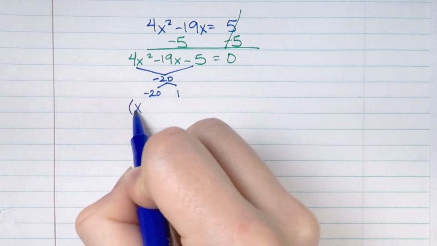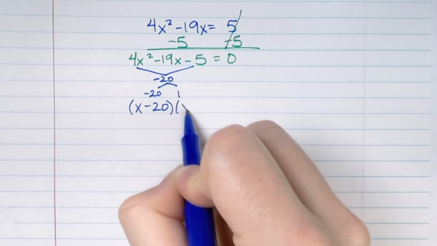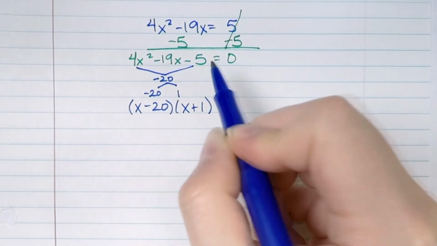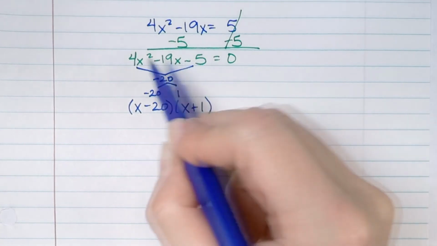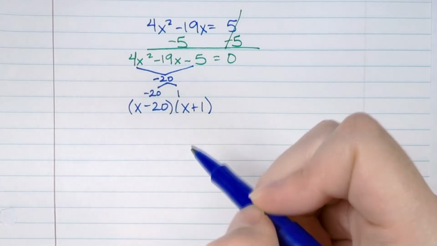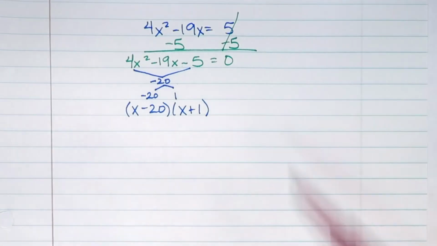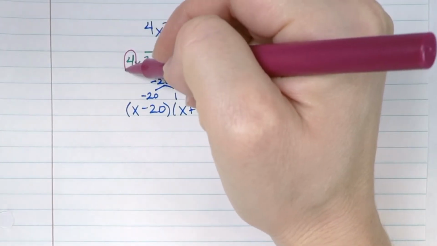So I'm going to start to set up my factors. x minus 20 times x plus 1. And now since I multiplied that last number by the first number, I have to go back and undo that step. Okay, so I'm going to take this 4.